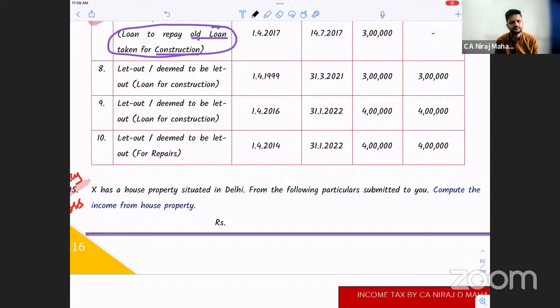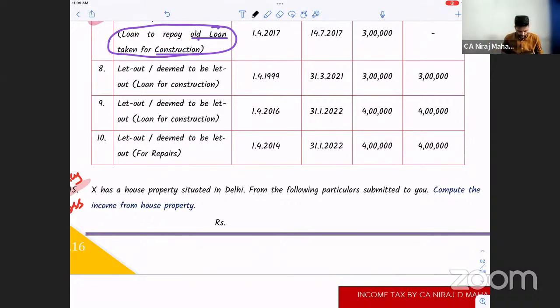Case number 9, tell me the answer. Same, sir. 4 lakhs and 4 lakhs, whatever, 8 lakhs. Yeah, same concept. Again, the loan is for construction, let out or deemed to be let out, whatever other things. It can be for repairs, renewal, reconstruction, whatever. The property is let out. Now in case number 10 also, do you all agree? Yes? Okay, we'll go ahead. So the answer, or in a way the logic, is the same for case numbers 8, 9, 10.